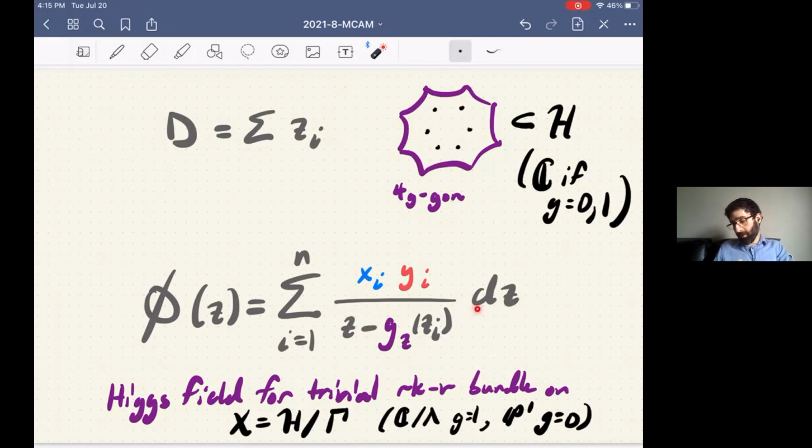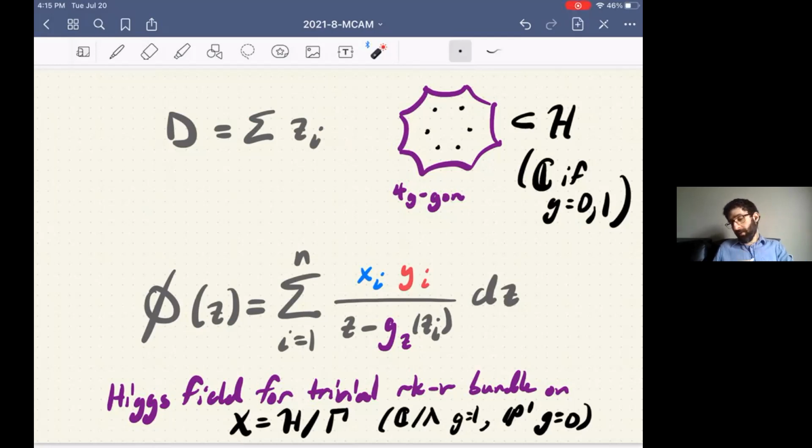And then there's a differential here. So this is a matrix valued differential, and this is exactly a Higgs field for a trivial rank r bundle on the quotient of your hyperbolic plane by the Fuchsian group of this tessellation. And on an elliptic curve, if the genus is 1, or on P1 if the genus is 0. So there you go. G is suggestive. It stood for genus all along.